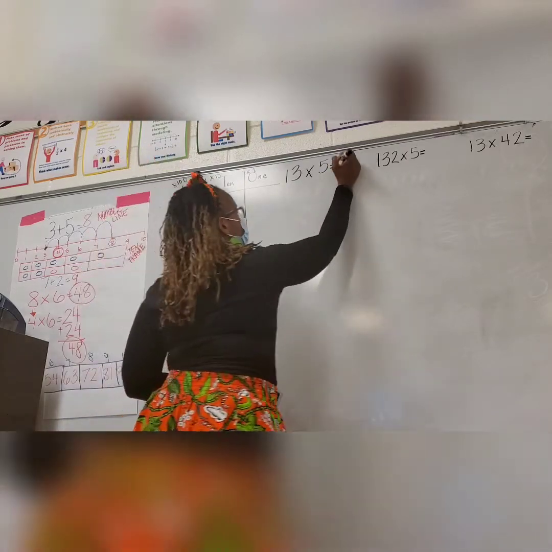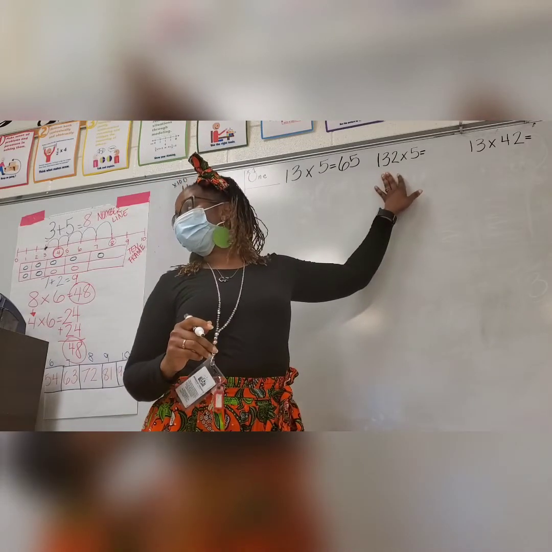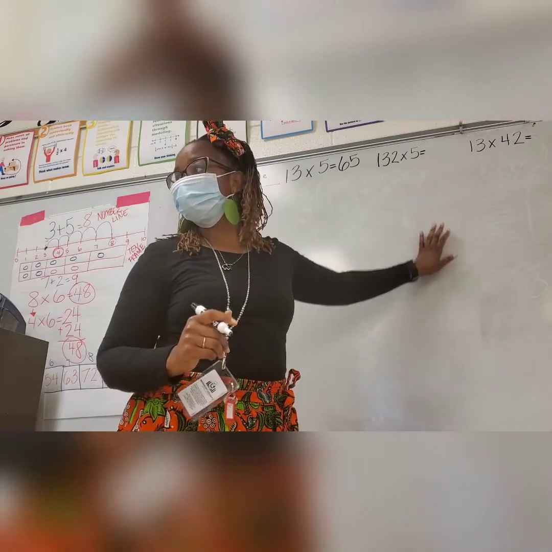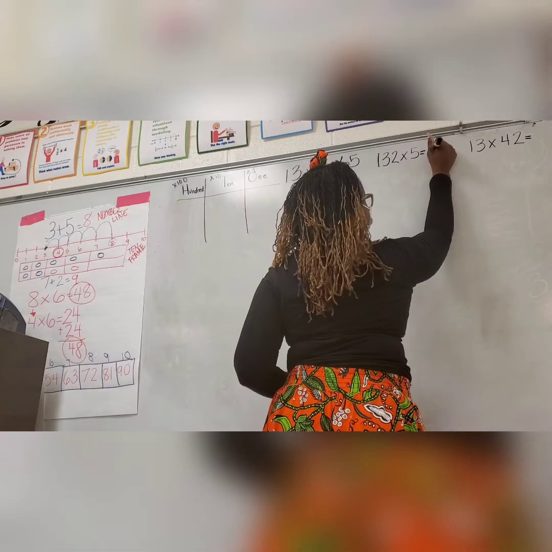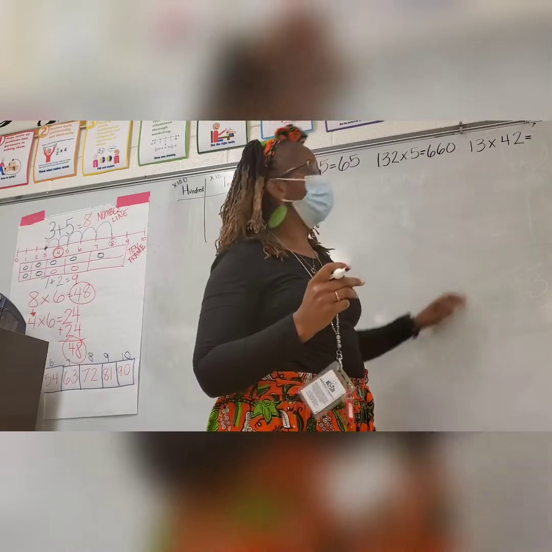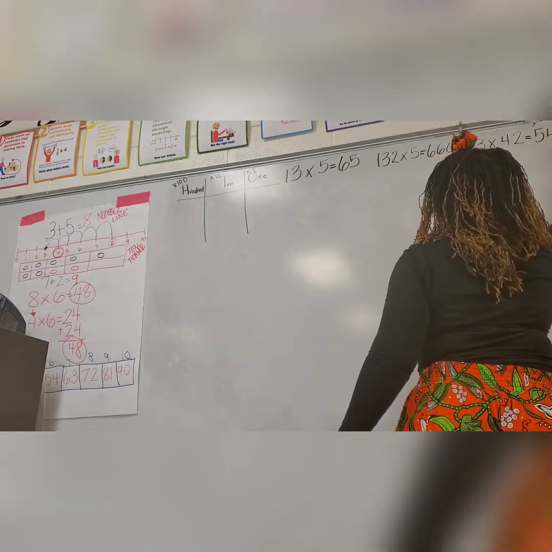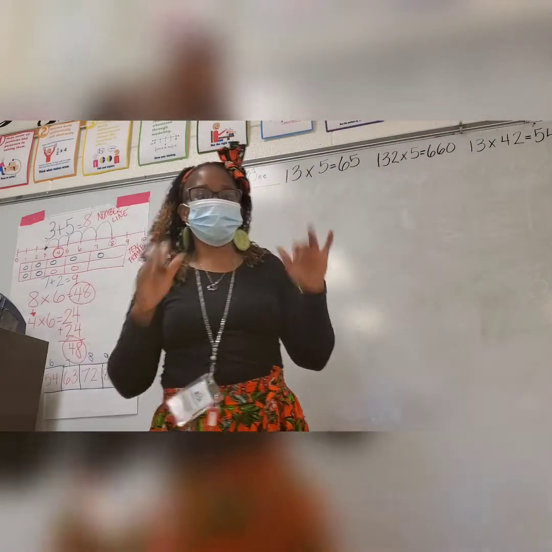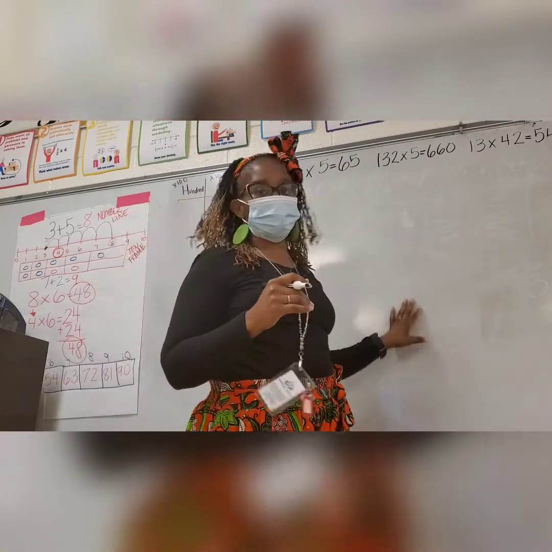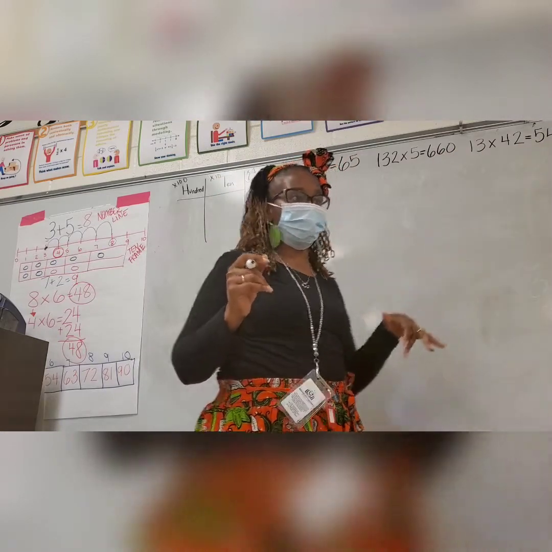65. So it's okay for them to go ahead and put it in the calculator to get the right answer. 132 times 5. 660. And 13 times 42. 546. So they go ahead and put it into the calculator so that when they start to break down the partial product, they know once they add those partial products together, if they get the same number that they have as their answer, then they did the partial product right.